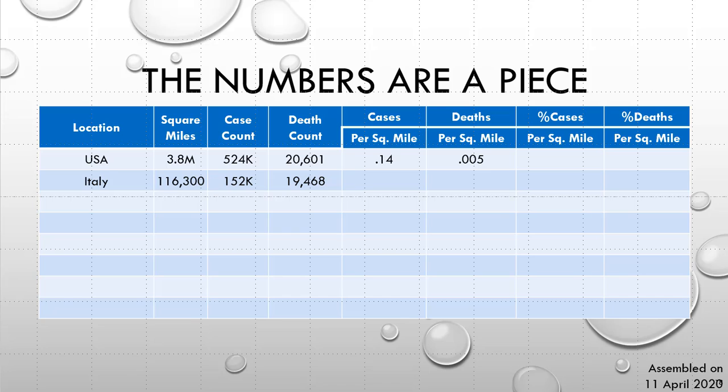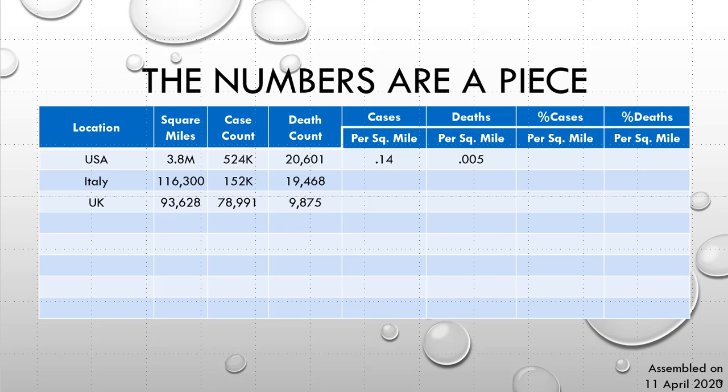Italy. They were talking in the news saying, oh, isn't it horrible that the U.S. has a higher death count than Italy? Well, that's true. If you look at these numbers, you can see that 20,601 is definitely higher than 19,468.